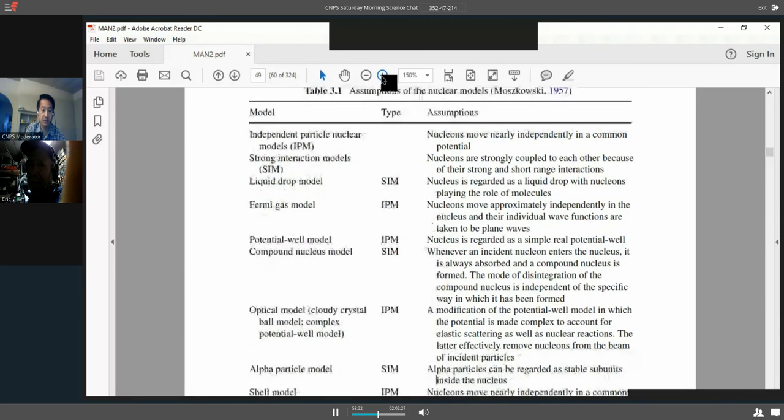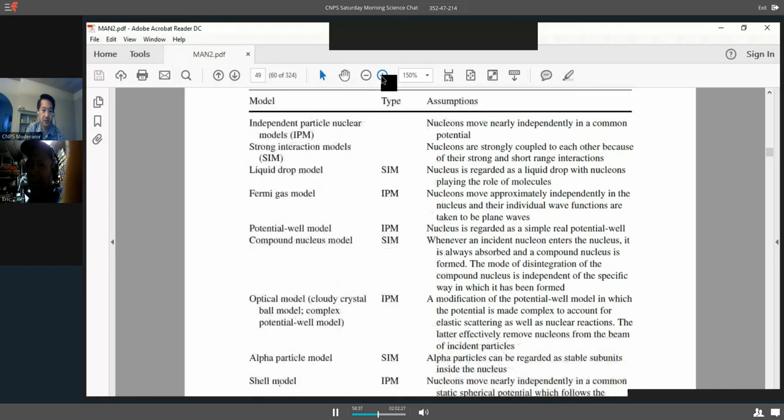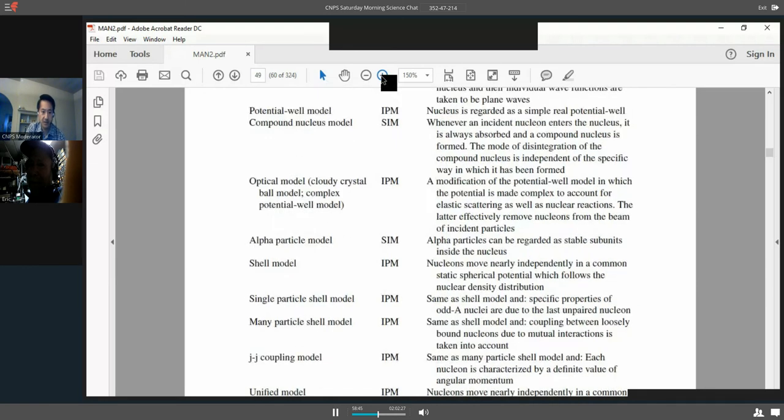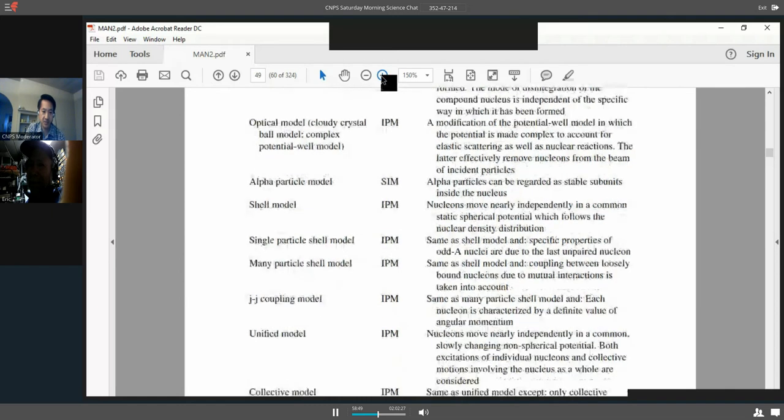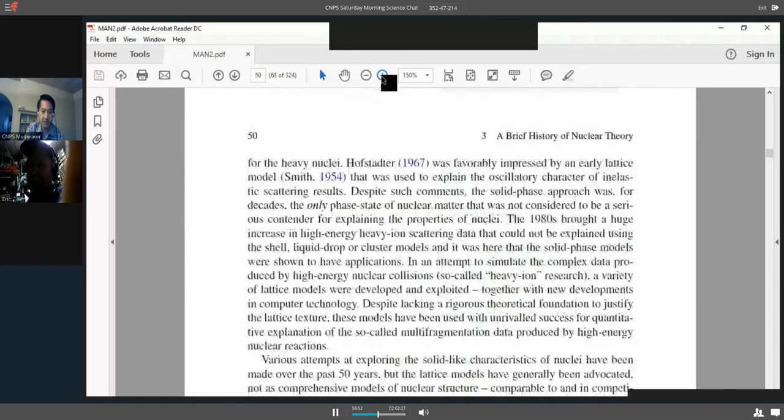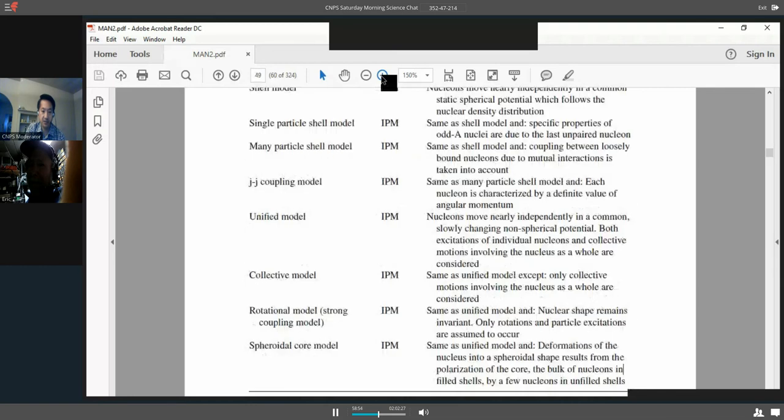So here's a list of all of the nuclear models he's got here, and there's quite a few. Independent particle nuclear model, strong interaction model, liquid drop model, Fermi gas model, potential well model, compound nucleus model, optical model, alpha particle model, shell model, single particle shell model, many-particle shell model, JJ coupling, unified model, collective model. There are a lot of models available.